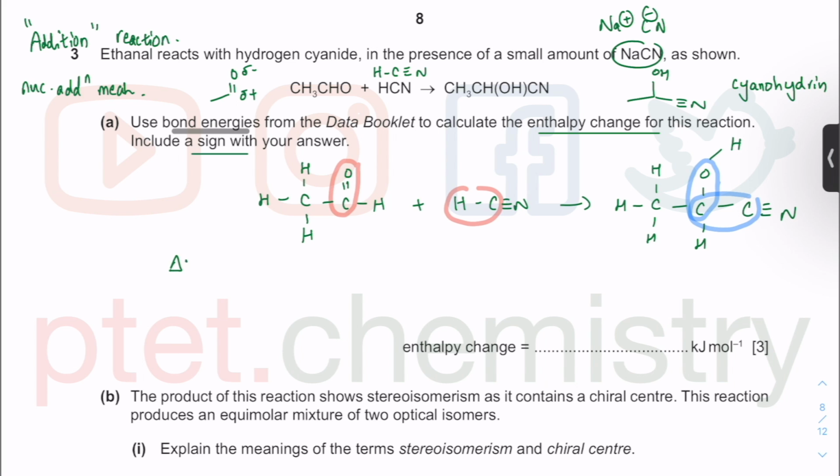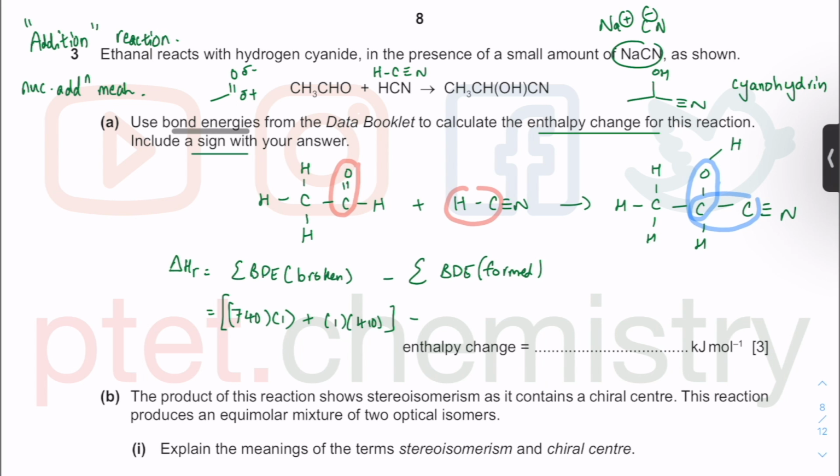In terms of bond energy, we know that the enthalpy change of reaction is the sum of bond energy broken, whatever you need to break, minus the sum of the bond energy that you need to form. So what do we need to break? We need to break a C=O double bond. Gotta choose the right one. C=O is 740. So I break one of that. I also need to break one C-H covalent bond. So that is 410. I use a bracket to close up the bond energy that I need to break.